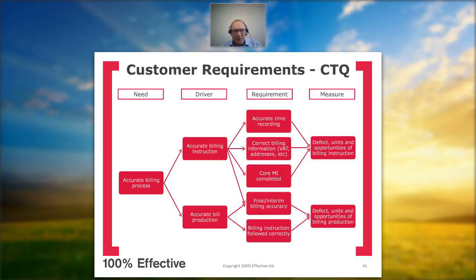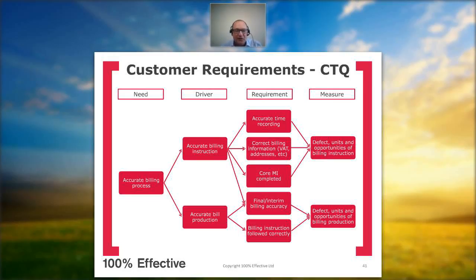Here's another example from a client that we've been working with. They wanted to make sure that their billing process was accurate. The way they'd categorized it is that the need was an accurate billing process. The driver for that was to make sure they had an accurate billing instruction telling them what to do and an accurate billing production. They were the two things that went into that need. The requirement, therefore, was to make sure they got good time recording for this particular client.